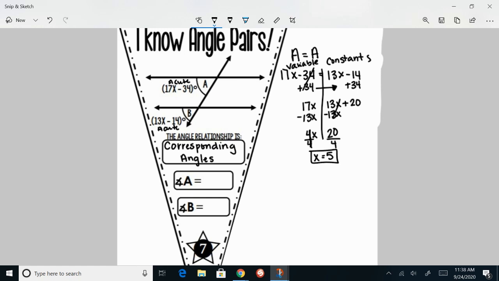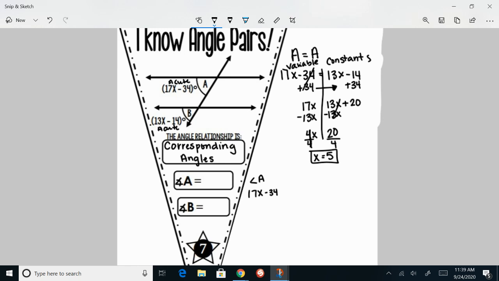Now, if you notice, I'm not asking for what the value of x is. I'm asking for the measure of angle A. So that means to find the measure of angle A, I have to go back and use the expression that they gave me. So they gave me 17x minus 34.